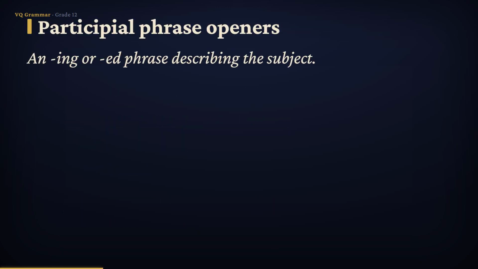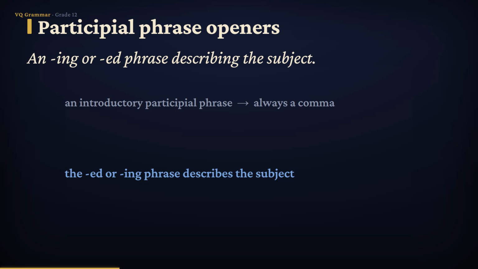Next comes the participial phrase, and this one has a firm rule. An introductory participial phrase always takes a comma. A participle is a verb form used as an adjective. It usually ends in ed or ing, and a participial phrase built from it describes the subject of the sentence. Exhausted from the climb, they made camp. See how that opener describes they, the subject? It opens the sentence, so it takes a comma.